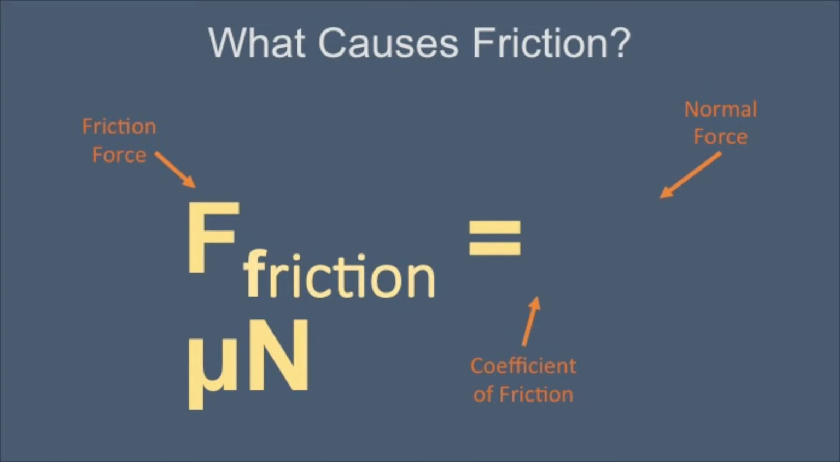The coefficient of friction describes the relative ease of sliding between two surfaces. Things that affect this are the roughness and the hardness of the surfaces. The lower the coefficient of friction is, the easier it is for the two surfaces to slide against each other.